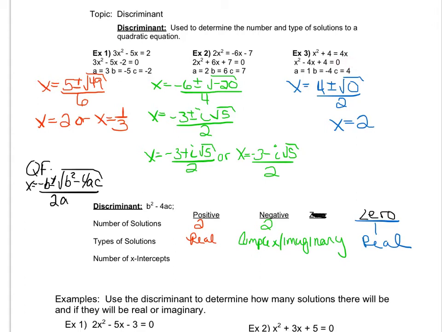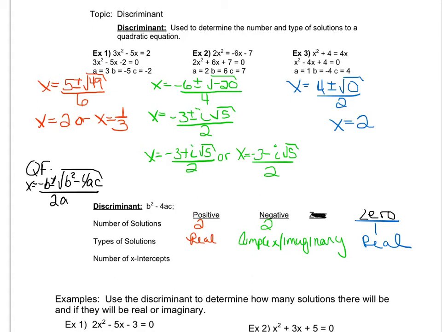and I want you to see if you have two real solutions, how many x-intercepts you have. If you have two complex or two imaginary solutions, how many x-intercepts you have. And if you have one real solution, how many x-intercepts you have. And then you can fill those pieces in class. It will be something I check for when I check your notes.